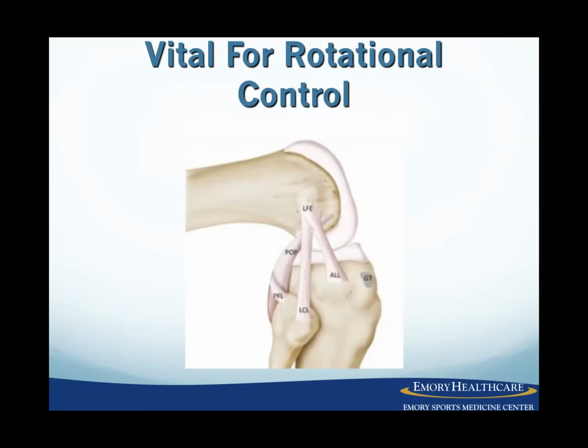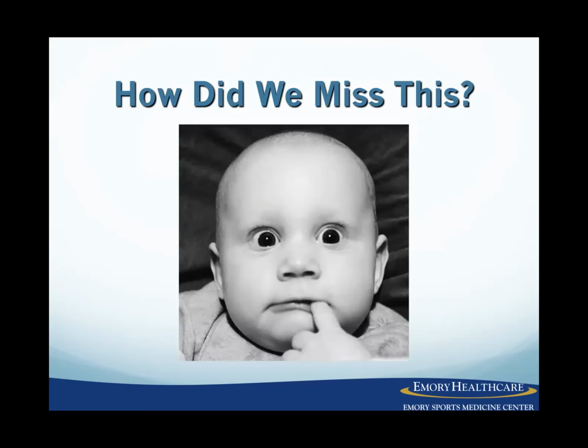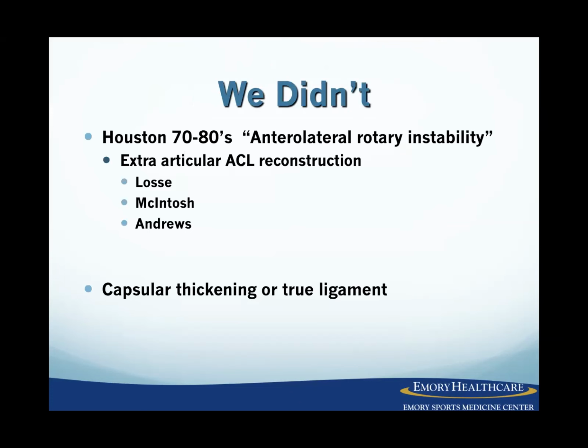You'll see them dissect it and say, here it is. But I can dissect a lot of stuff in the knee and take a capsule and then remove capsule on both sides and say, hey, here's a ligament. Okay. So how do we all miss this? Are we all like this little baby? Well, I'm not sure we really did miss anything.